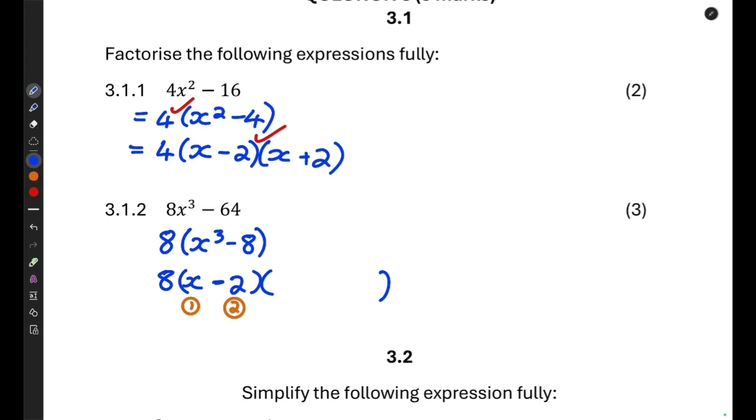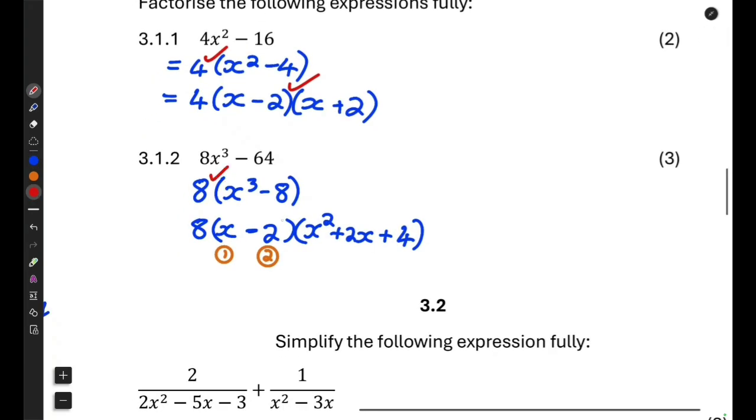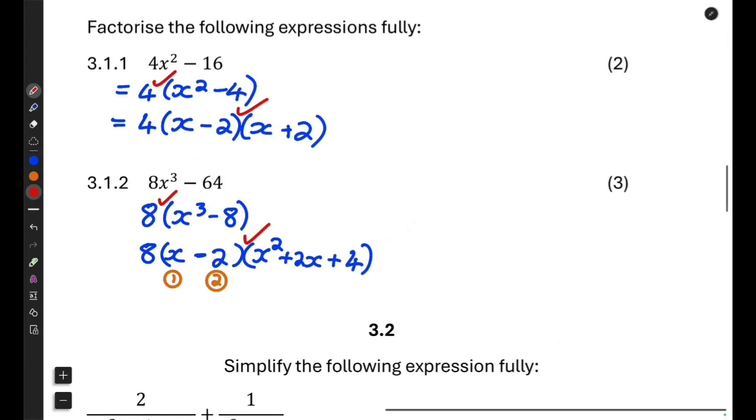Okay, so square the first one. Multiply them, but change the sign. So plus 2x, and then always a plus, and square the last one. That is the answer to this question, and I'll get marks for taking out the 8, spotting the difference of cubes, and then actually getting it correct. So I think you'll get 2 marks for the difference of cubes, 1 for each bracket.